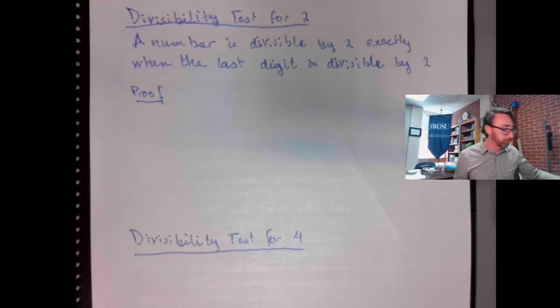This is one that most people apply without even thinking about it. The divisibility test for 2. It says a number is divisible by 2 exactly when the last digit is divisible by 2.